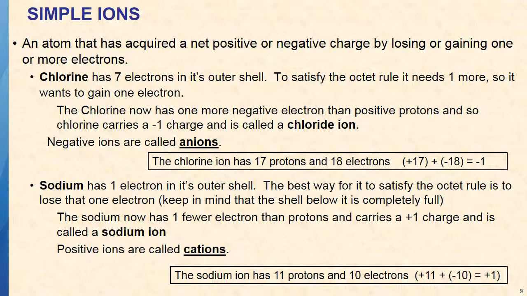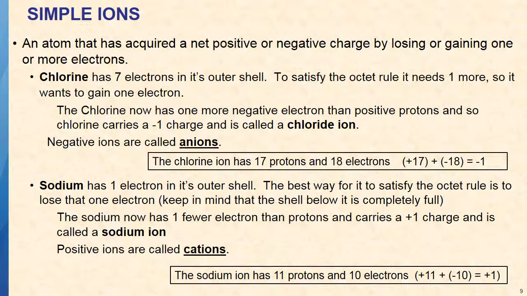So let's look, for example, at chlorine. We know that chlorine has 7 valence electrons. How can chlorine get 8 valence electrons? Well, it needs one more. One way that chlorine can get an electron is to steal it from somewhere. We'll talk about where later, but the chlorine steals an electron from somewhere and pulls it into its outer shell. So now it has 8 electrons.